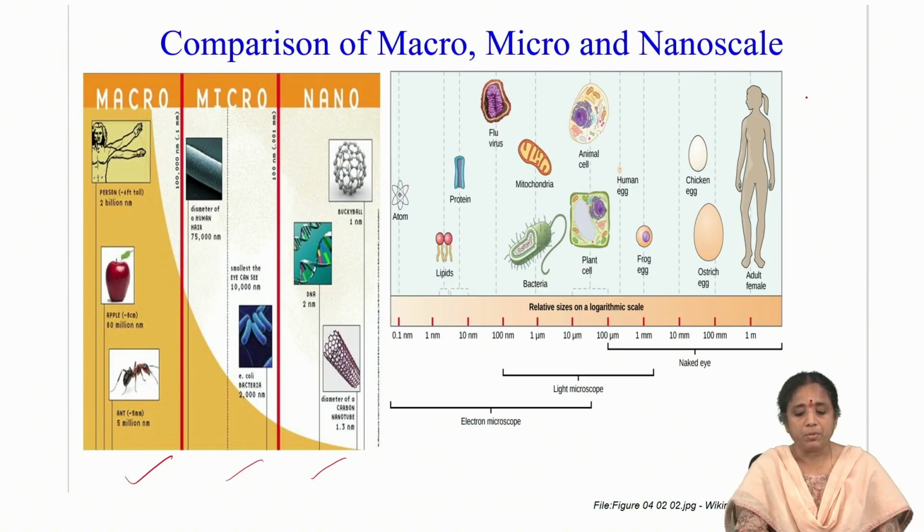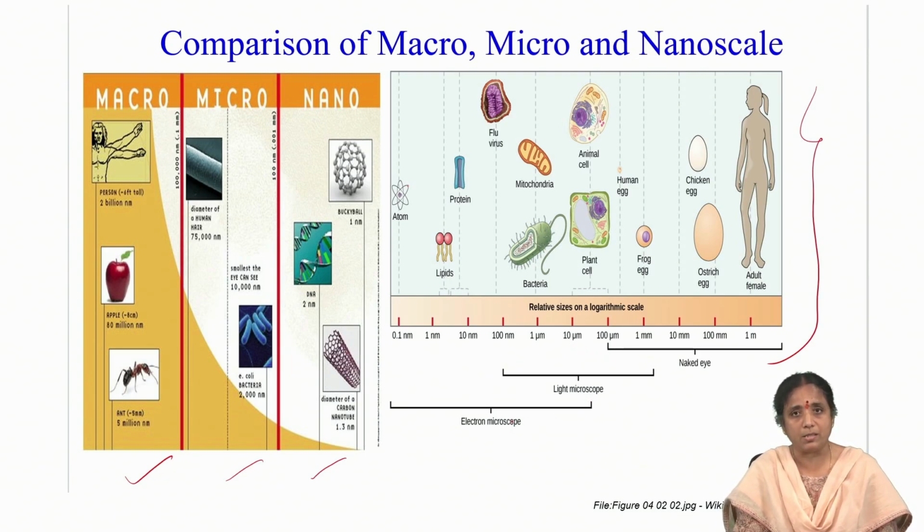So if we look at the picture over here, the nanoscopic particles are those which we cannot see with our naked eye, in the range of 0.1 nanometer to nearly 10 micrometers, which requires an electron microscope to see them. The best examples for them are the lipids, proteins, atoms, viruses. They come under this scale.